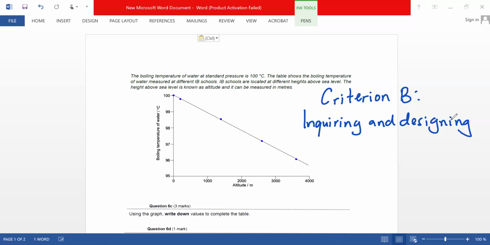I want to welcome you to our third series of Criterion B, where we look at inquiring and designing skills. These are skills you can develop and apply to any situation and any question. We saw how to identify variables, which I believe now you are more confident and competent about. Then we also talked about how to design research questions, and how to validate them to prove whether it's right or wrong.